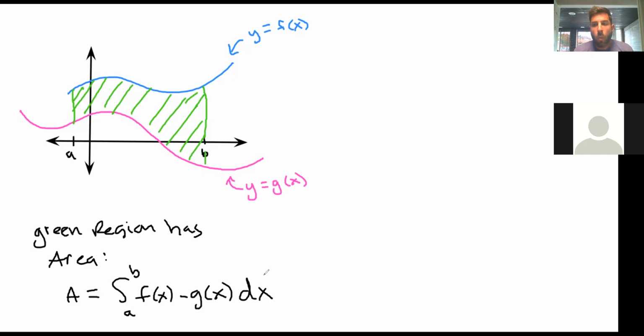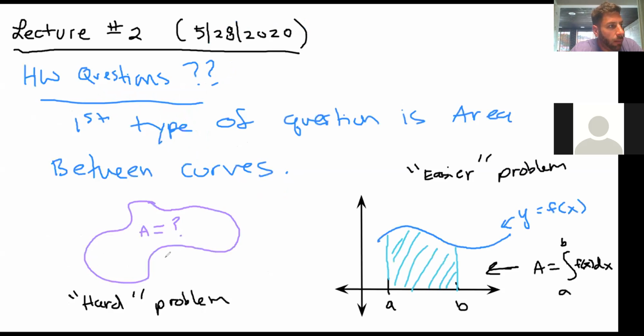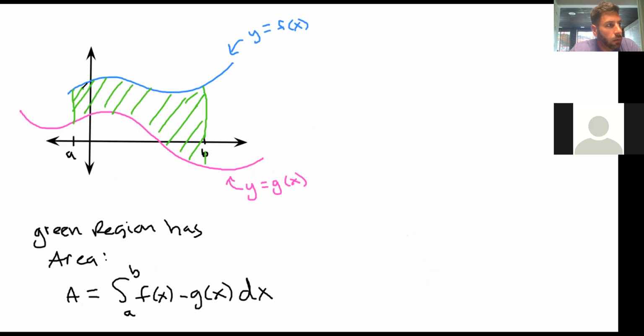So if I go back to the previous slide, this problem here, the hard problem, we are still unable to solve this in Calculus 1 or 2. It requires a little more ingenuity. However, we are able to easily now solve a region that has one curved boundary, or two curved boundaries.